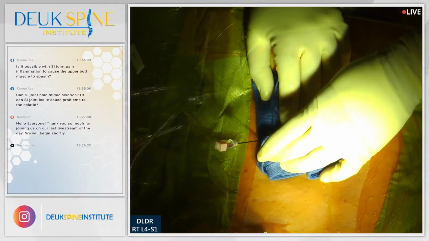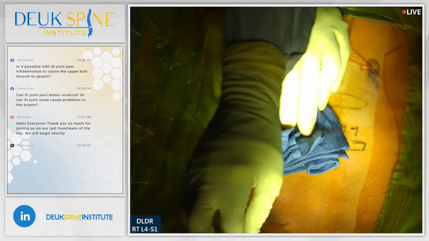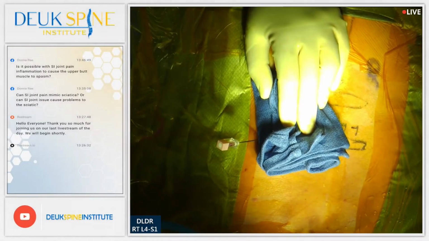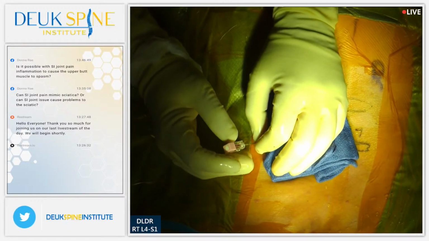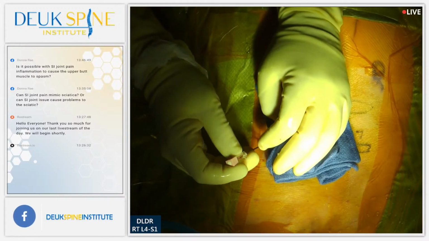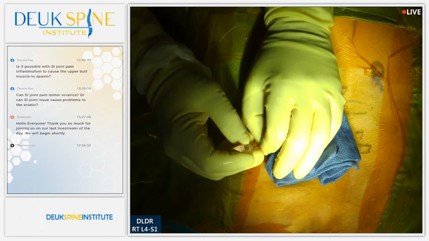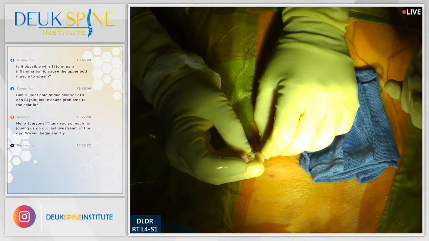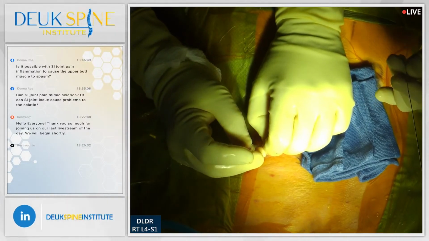Yes, we have a question coming from Donna once more on Facebook asking, is it possible for SI joint pain inflammation to cause the upper butt muscle to spasm? Is it possible to have upper butt muscle spasms with SI joint? Typically, no, but I'm sure it's possible. But I don't think that's necessarily what's going on. I think you need a real diagnosis. It sounds like you're trying to self-diagnose, which is never good.